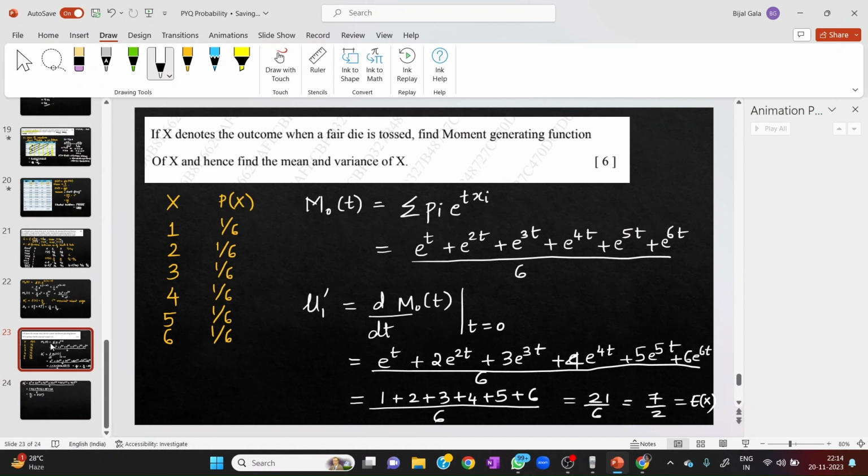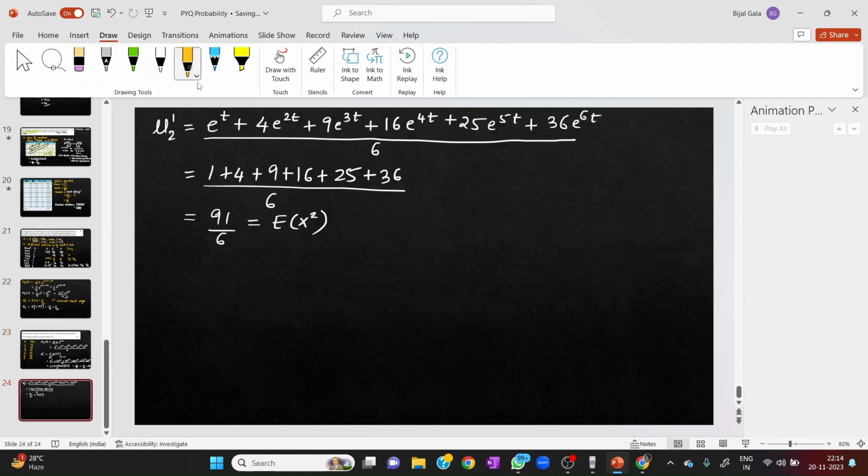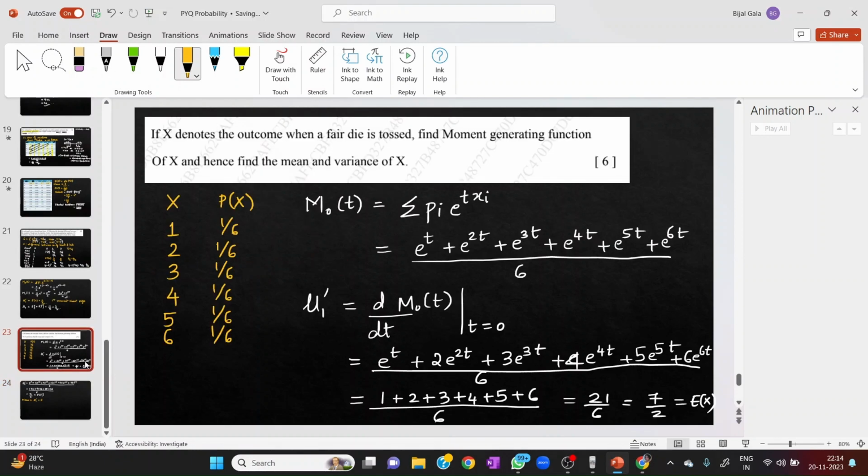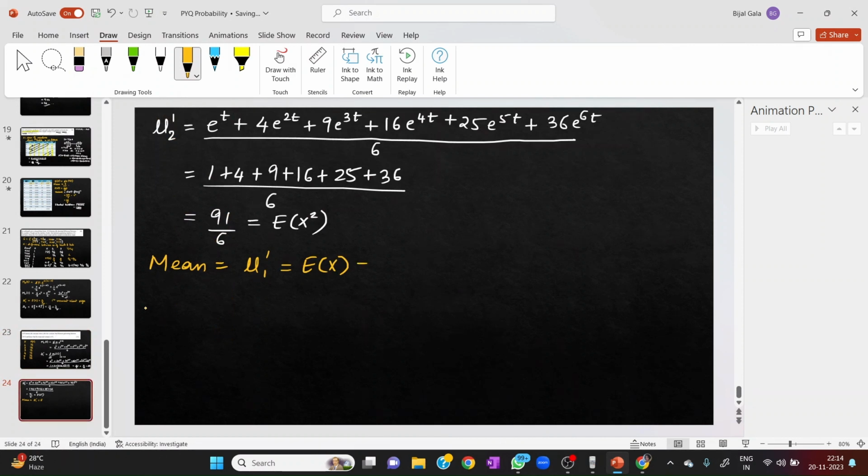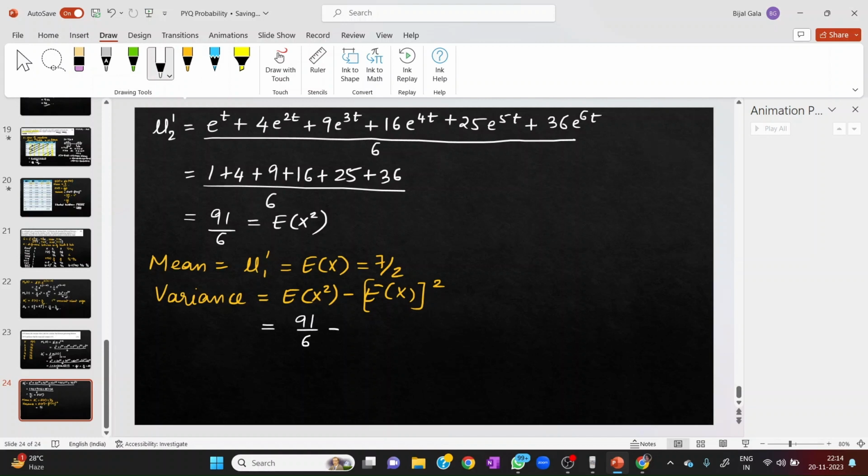My question is asking me mean and variance. So mean is the first moment, that's my E[X], which we found to be 7 by 2. And variance, we have the formula E[X squared] minus E[X] the whole square. So let's substitute the values. E[X squared] is 91 by 6 minus the square of 7 by 2.